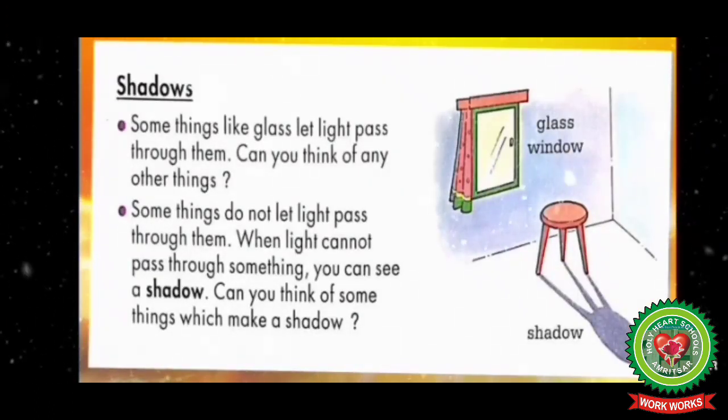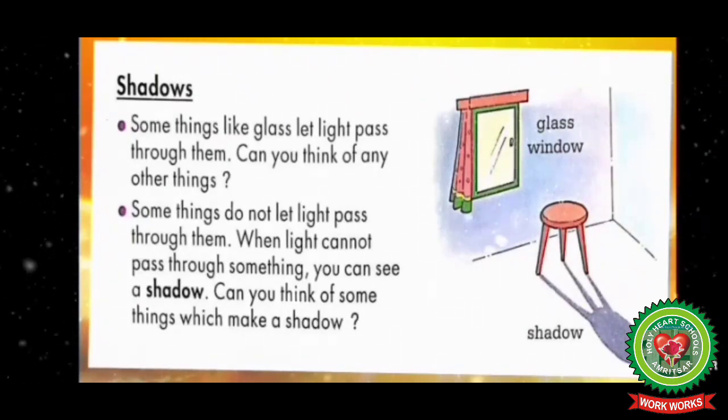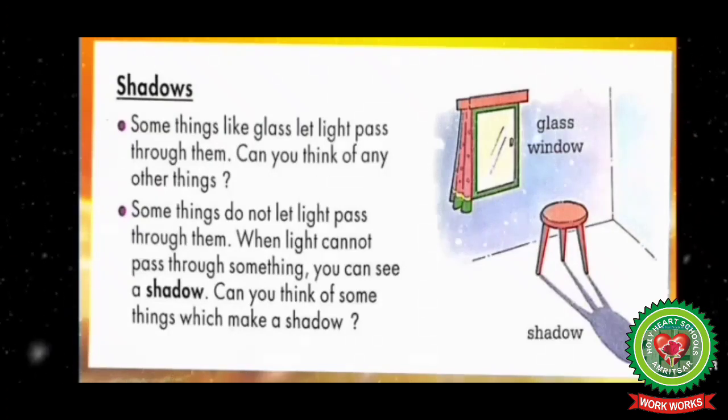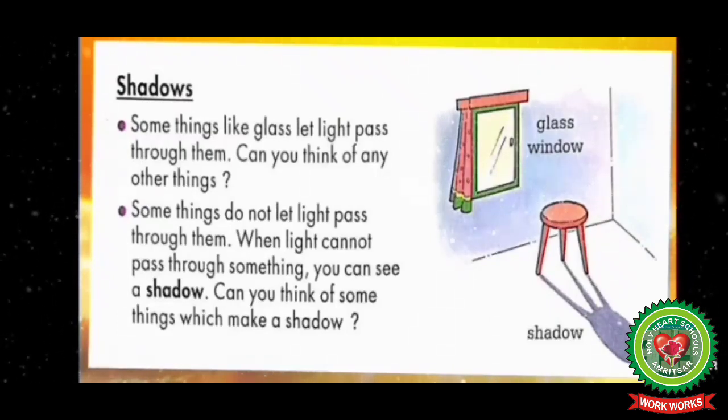Number 2 is some things do not let light pass through them. When light cannot pass through something, you can see a shadow. Can you think of some things which make a shadow? Dear students, now look at the picture given in your book. Light is coming from the window and when it falls on the table, a dark shape forms on the opposite side of light. This dark shape is called shadow.